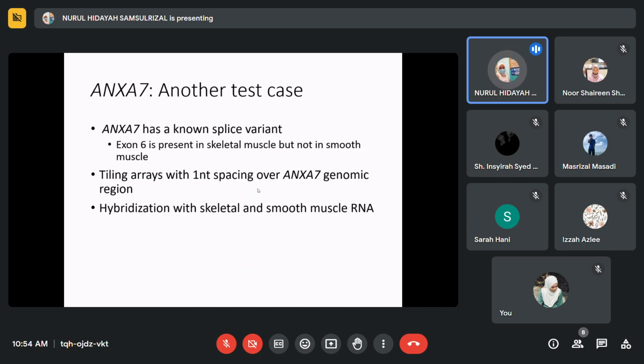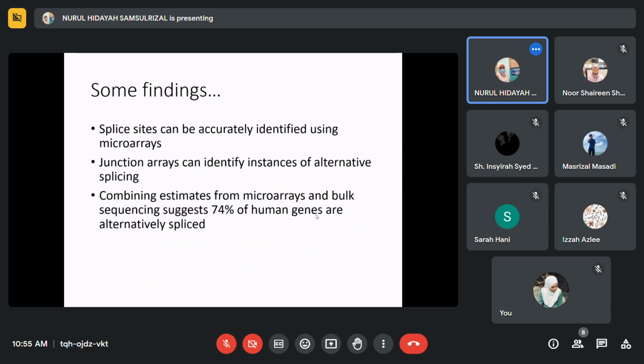Okay. Yang ni dia pakai, this is the case study lah. Okay, for ANXA7, okay, this is the gene that known as splice variants. Okay, dia punya exon seed is present in skeletal muscle but not in a smooth muscle. Okay, so dia buat array in one nucleotide expressing over the ANXA7 genomic regions and hybridization of skeletal and smooth muscle of RNA. So they try to hybridize and dia boleh nampak lah. So the splice site can be accurately identified using microarray.